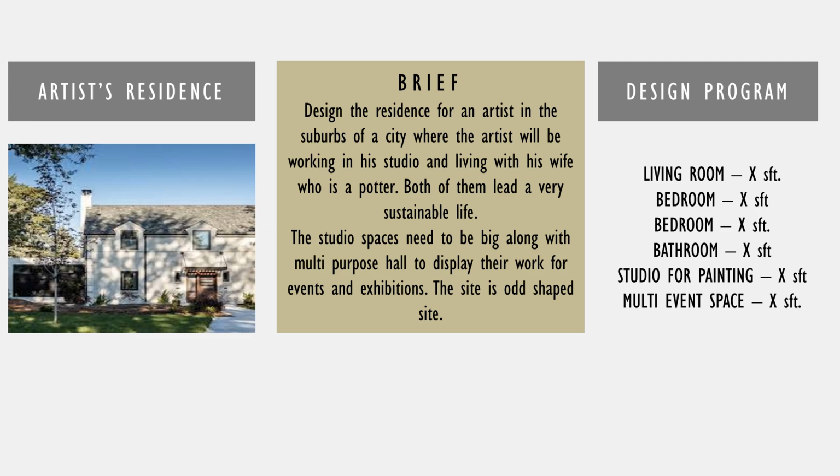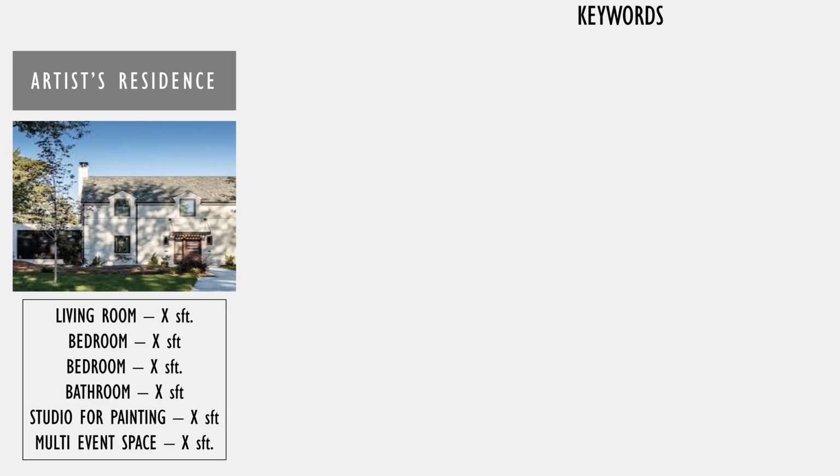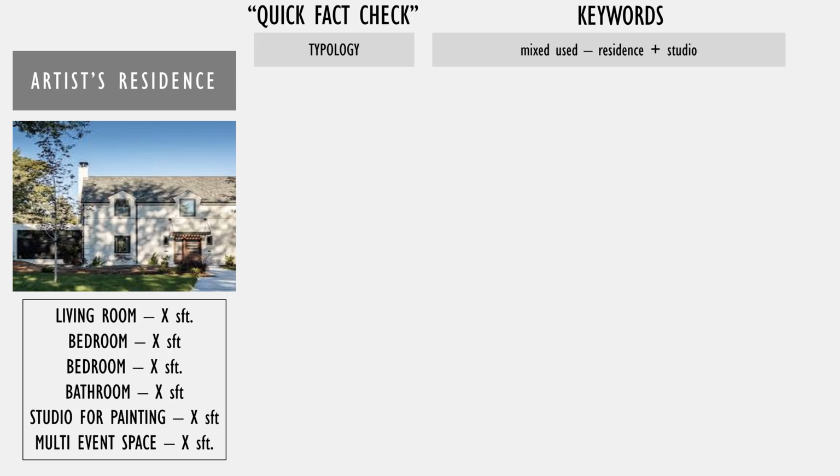Both of them lead a very sustainable life. The studio spaces need to be big along with a multi-purpose hall to display their work for events and exhibitions. The site is odd-shaped. Design program. This is the list of basic requirements: living room, bedrooms, bathrooms, studio for painting and multi-unit space. After applying the formula of design brief plus design program, we have our quick fact check list, which will give us our keywords.